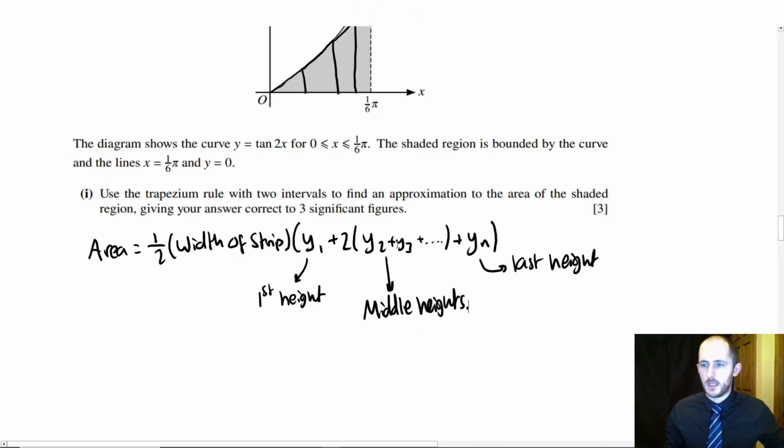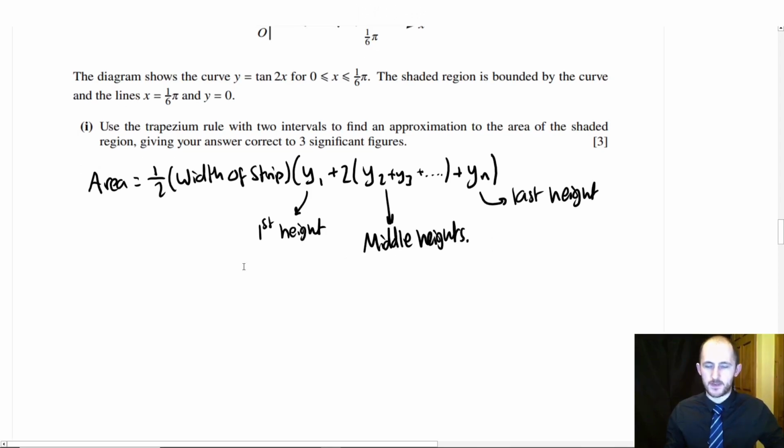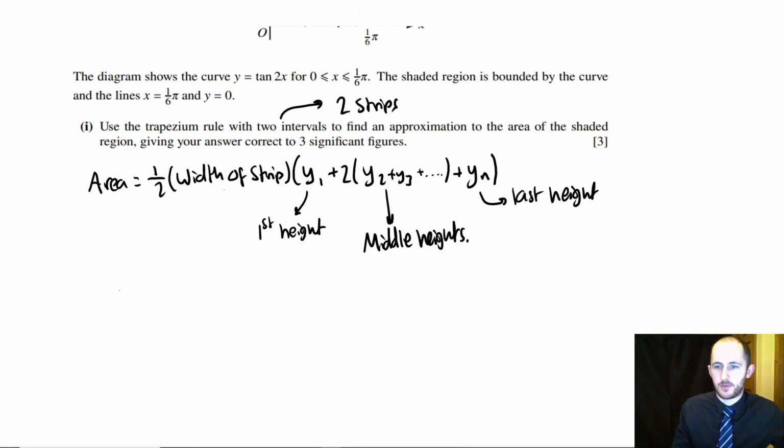Cool. So now we actually need to work out what these values are. For us, we have 2 intervals, which means we're breaking this up into 2 strips. So for my formula, I'm actually not going to have any middle things here. They're going to go away. So the height, or h, which I'm going to call the width of the strip, is just equal to 1 over 12 pi.